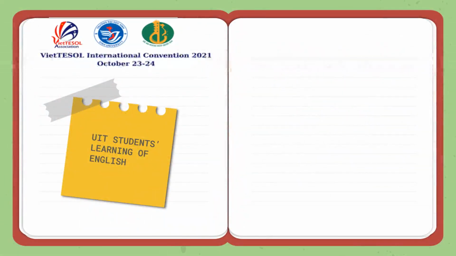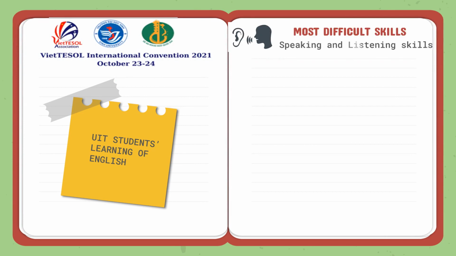The second finding comes to the reality of students' learning of English. When asked about the students' learning of English at UIT, most of the teachers found that the most difficult skills that the students are facing are speaking and listening skills.